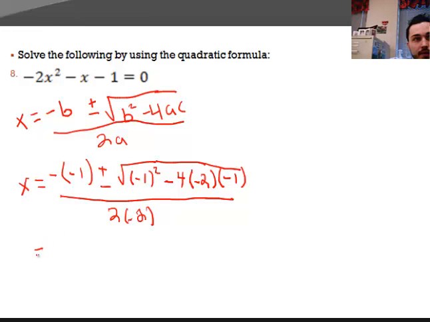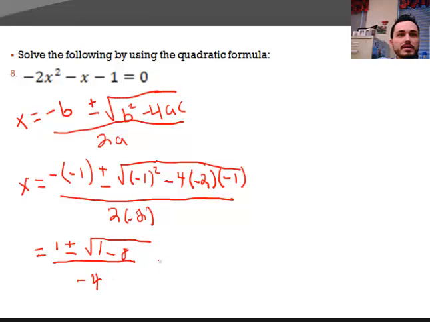Simplifying, I get 1 plus or minus square root of 1 minus 8. And this is going to be minus because I have 1, 2, 3 negative signs, and 3 negative signs do mean it's still negative, and 4 times 2 is 8. So that's right. And then all over negative 4. Well, 1 minus 8 is negative 7. So I've got 1 plus or minus square root of negative 7 all over negative 4.